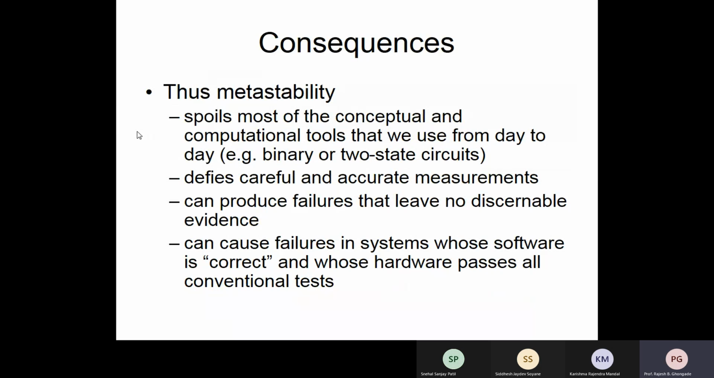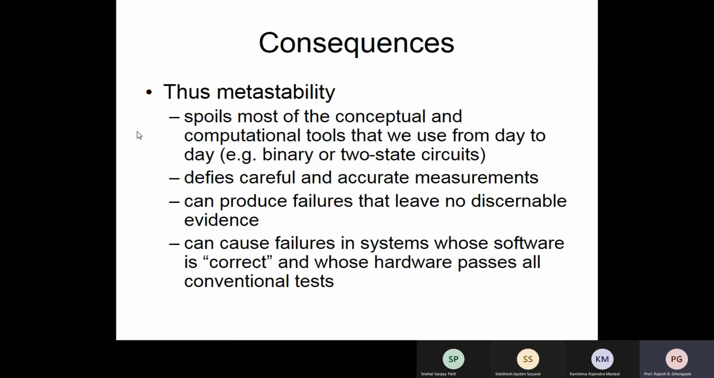What are the consequences? Metastability will spoil most of the conceptual and computational tools that we use from day to day, that is binary or two-state circuits. It defies careful and accurate measurement, so you cannot actually go for accurate measurements if the metastability phenomenon is there. It can produce failures, and these failures leave no trace at all, so it is not possible for you to debug either. Why the system is failing, you will never come to know, because it does not leave any trace. It can cause failures in systems whose software is correct and whose hardware passes all the conventional tests. That is the most important and critical part. Your software may be correct, your hardware may pass the test, but the system still fails. So the possibility is that there may be a metastability issue.